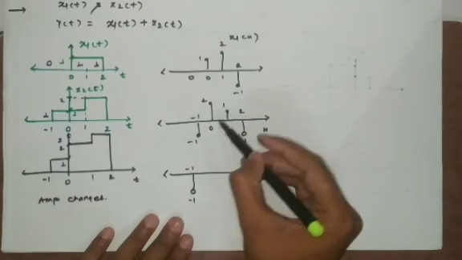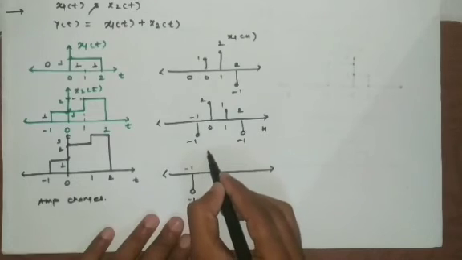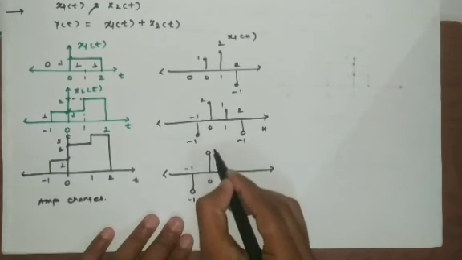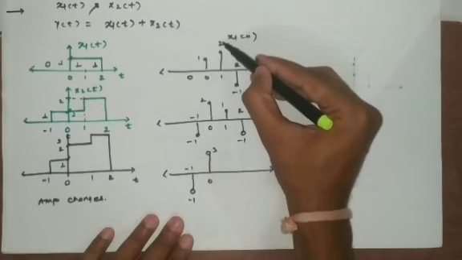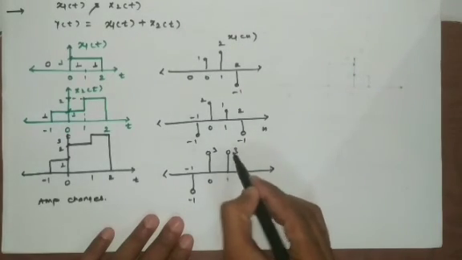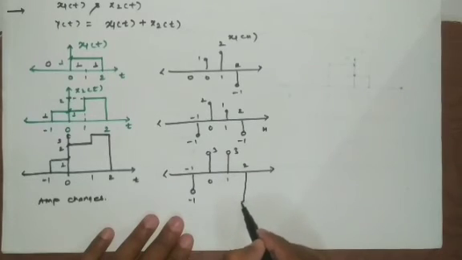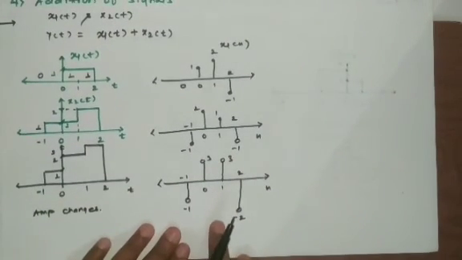For 0, here it is 1. Here it is 2. So 1 plus 2 is going to be 3. There similarly 2 plus 1 is going to be 3, and for 2 minus 1 it will be minus 2. So this is going to be our output signal as y of n.